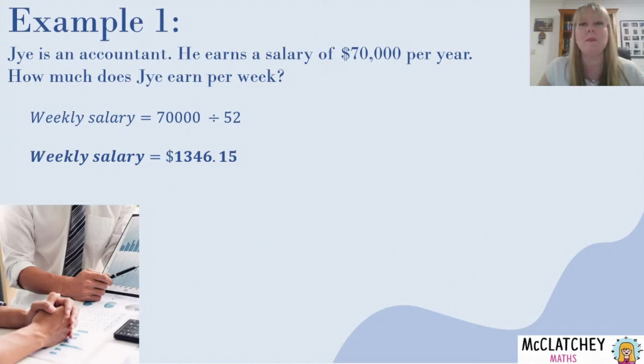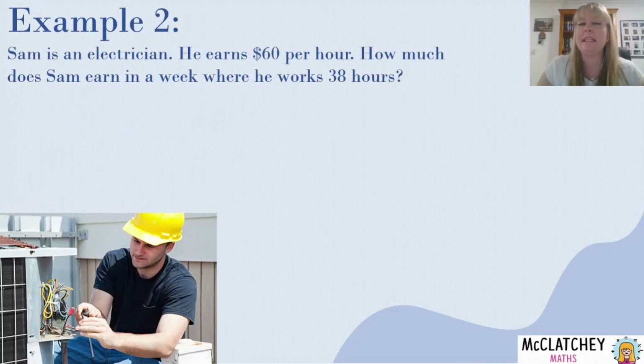So we want to make sure we present that with the correct units of measurement and the right number of decimal places. So let's move on to another worked example. Sam's an electrician. He's earning $60 per hour. How much does Sam earn in a week when he works 38 hours?